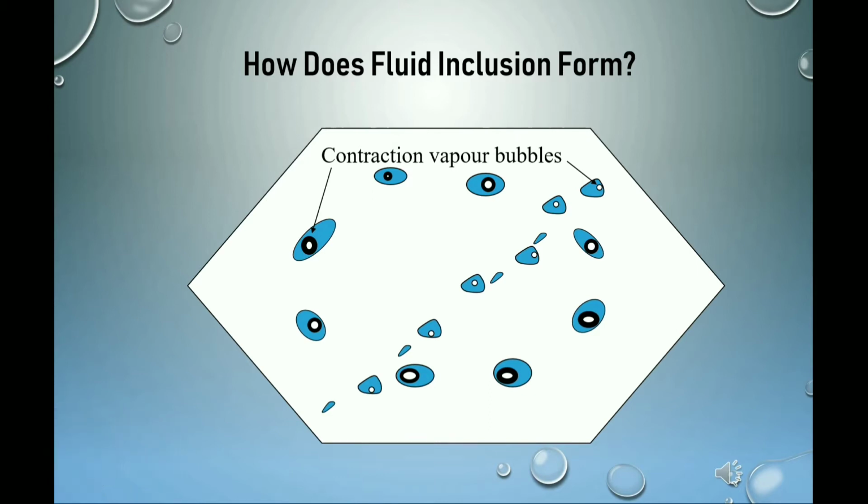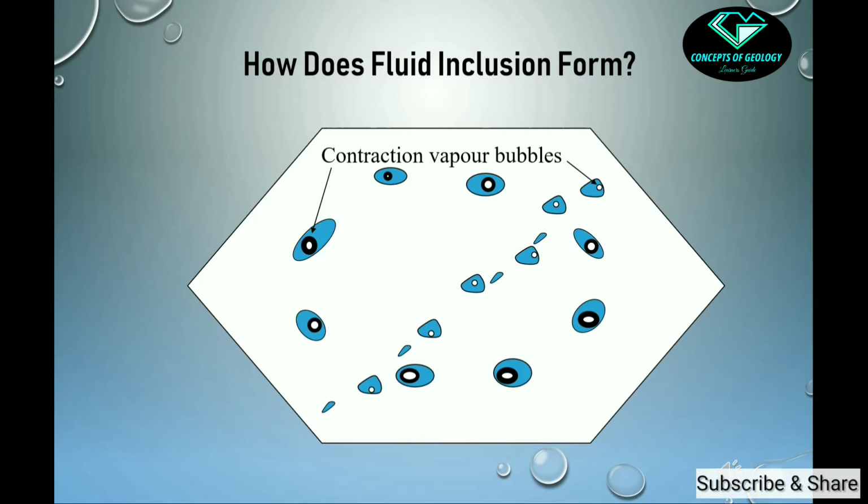Now with more cooling, along with the contraction, one more thing is happening. We know with lowering temperature the solubility of a solution decreases. So suppose the liquid inside the inclusion is not pure water, rather it is a solution of salt. With lowering temperature the solubility of the aqueous solution goes down and some of the salt crystals precipitate from the liquid due to oversaturation. These crystals are called daughter crystals.